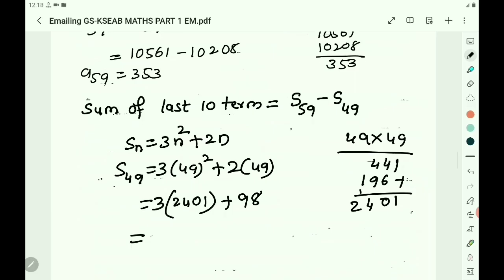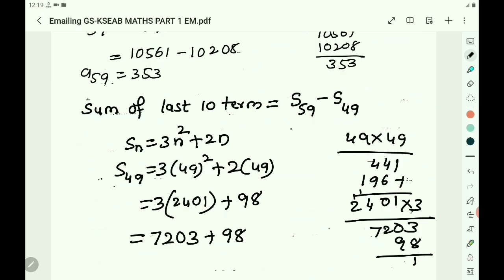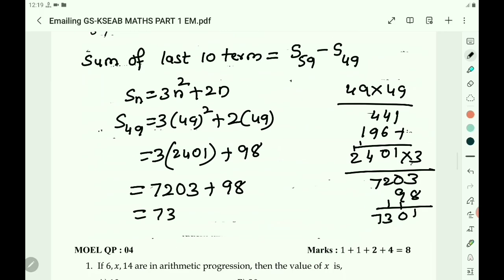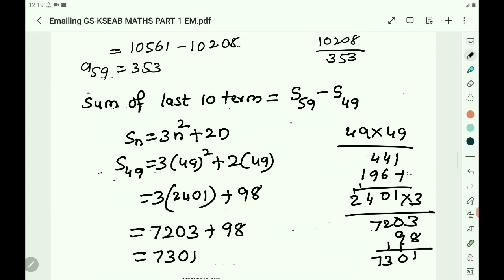That equals, you multiply 2401 by 3. 3 1s are 3, 0. 4 3s are 12, 1. 3 2s are 6 plus 1, 7. 7203 plus 98. You take 98. 8 plus 3, 11. 9 plus 1, 10. 72 plus 1 is 73. You got 7301. 7301. Then find S59 minus S49.